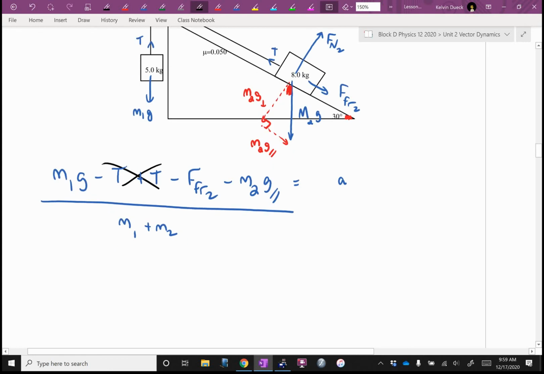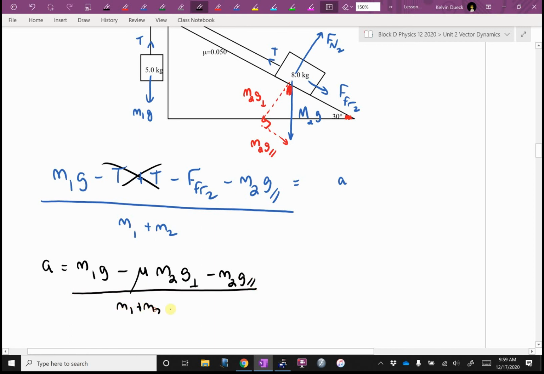I'll do this the way I would on a test. I'm not going to take any shortcuts. I'm going to be very meticulous because it's way too easy to make a mistake. So I'm going to rewrite this, but I'll bring in all the trig and all the normal forces. So M1G minus, I don't know the normal force. But look, I know the force the same size as the normal force. By the way, it'd be mu times normal force number 2, which is going to be M2G perpendicular, and then minus M2G parallel, all over M1 plus M2.